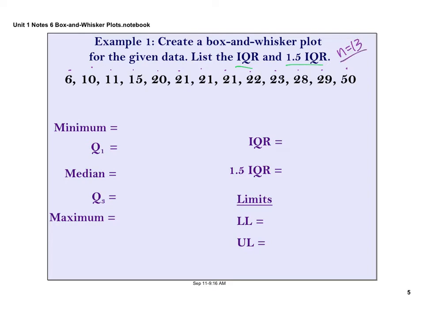So the first things that you look for are the min and the max. There's my minimum. There's my maximum. So 6 and 50. Then I'm going to look for the median next.